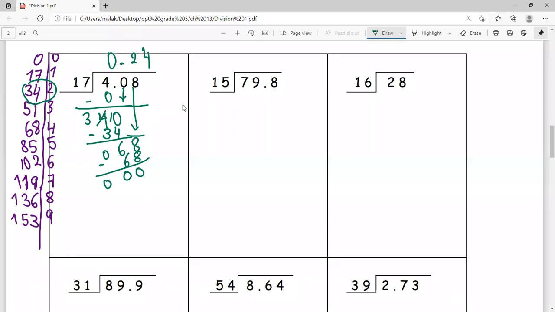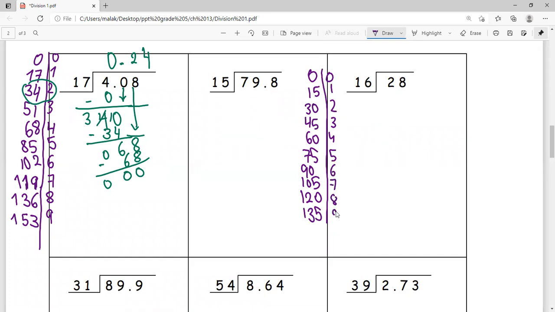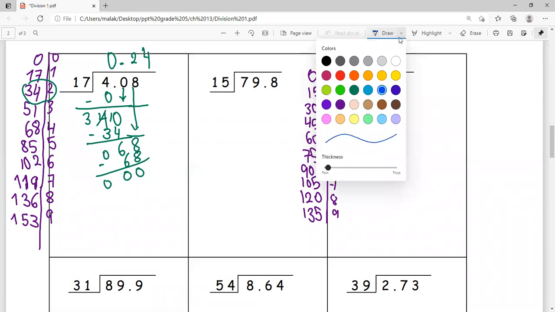Thank you, Jad. Bilal Shibli now. Yes. Yalla, table 15. 0, 15, 30, 45, 60, 75, 90, 105, 120, 125. Okay. Start, Bilal.